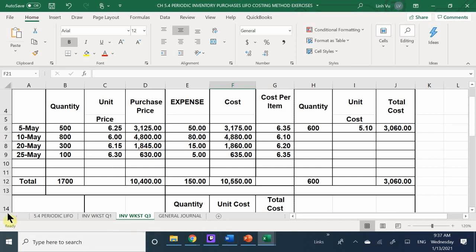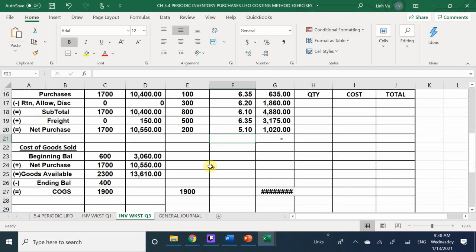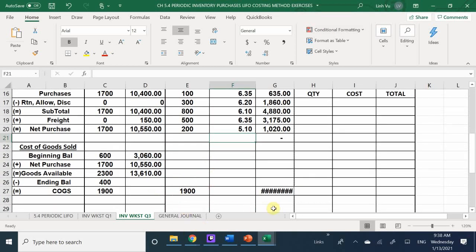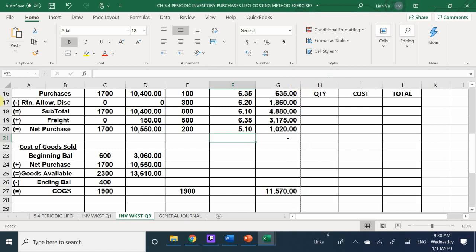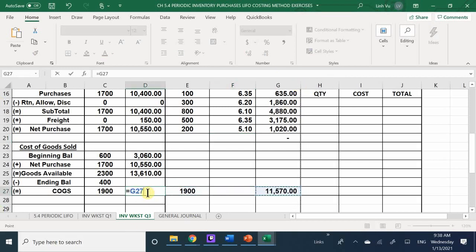So here, now we have a grand total of our 1,900 items costing me a grand total of $11,570 sold, okay? Last but not least, what is my total ending inventory?